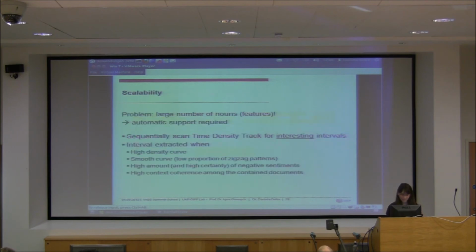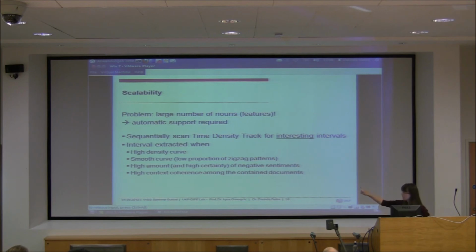But there's a problem. I told you that we are doing that for every noun that is in this set of 25,000 documents per year. So we end up with quite a lot of nouns, and you surely don't want to go through all of those visualizations. You would get one line of visualization for each of those nouns. So obviously we need some automatic support here. And this is done by an interestingness function, the definition of which you can see below.